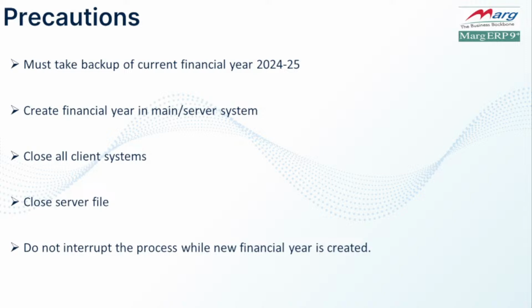Close the server file. We all know that whenever we are using Mark, there is one server file running in the background. We need to close that server file before we start creating the financial year, because the server file is doing the real-time work. It is scanning the documents, uploading or downloading the documents, or doing the updates. We need to make sure that while we are changing the financial year, the data is not getting updated by the server file. So we'll close the server file.